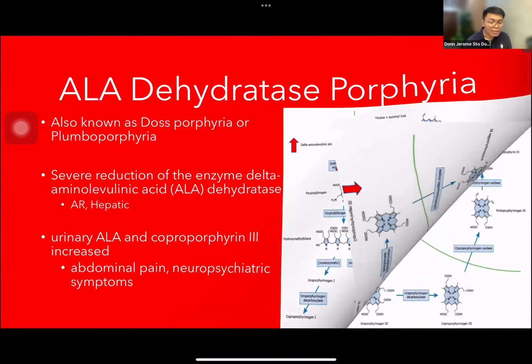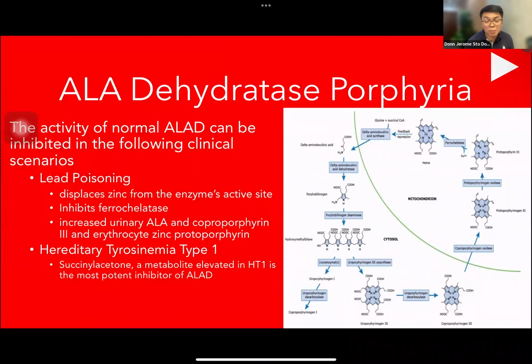So there are conditions that can actually mimic ALA dehydratase porphyria. One is lead poisoning. We discussed that a while ago. Lead can actually inhibit ALA dehydratase, causing or mimicking the symptoms of ALA dehydratase porphyria.